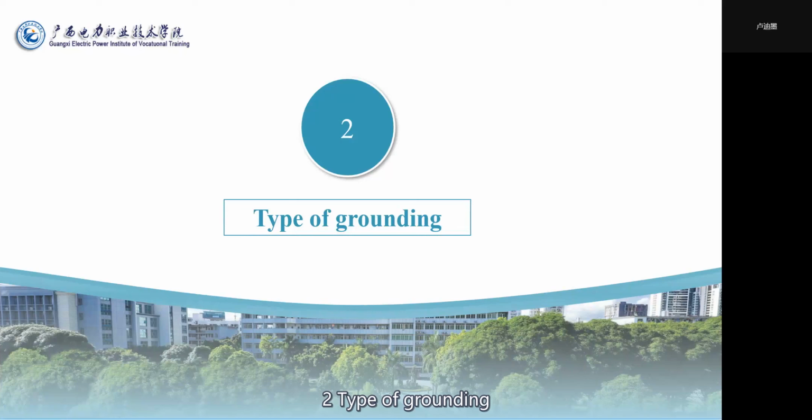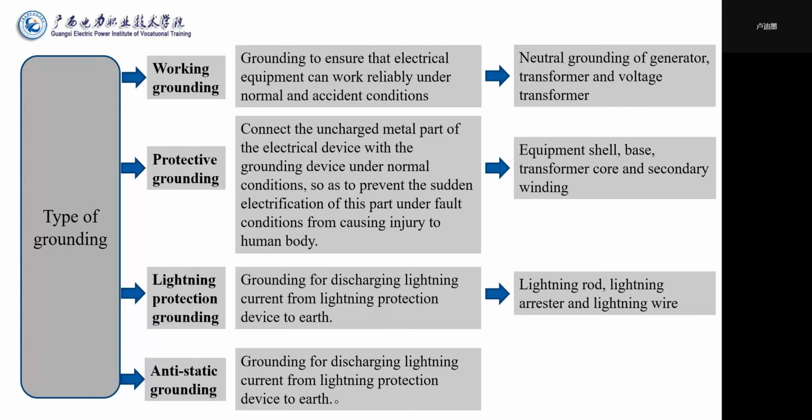Two, type of grounding. Working grounding: grounding to ensure that electrical equipment can work reliably under normal and accident conditions. Neutral grounding of generator, transformer, and voltage transformer.